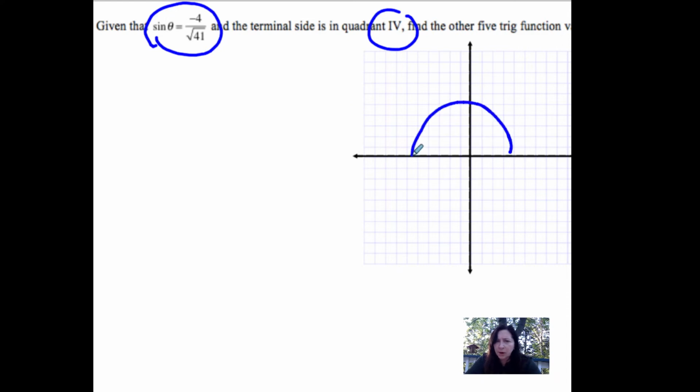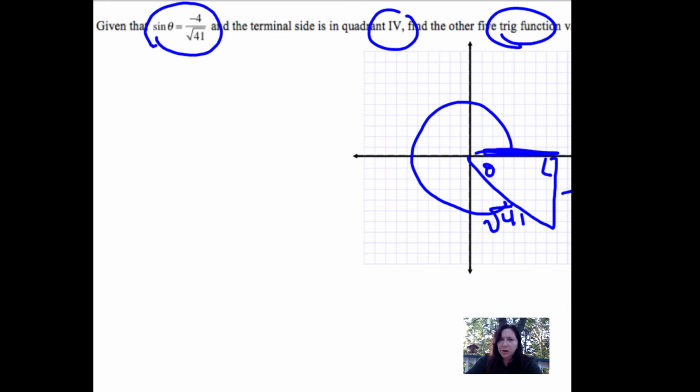Okay, so here we are in this quadrant down here, and we know that sine of theta is opposite over hypotenuse. So that's -4 over the square root of 41. Okay, and so what we need to do here is, because we have to find the other trig functions, first find this length right here. And we're going to find that length using the Pythagorean theorem.